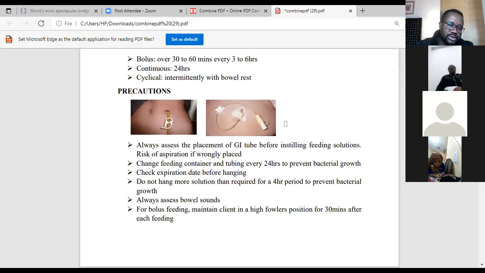Now, what are some of the precautions that you have to take if a patient is on PEG tube feeding?